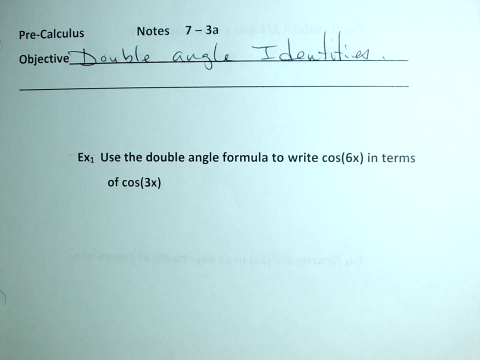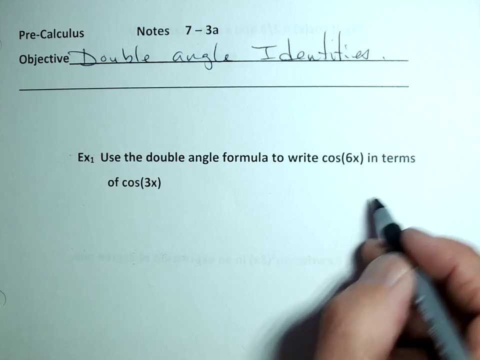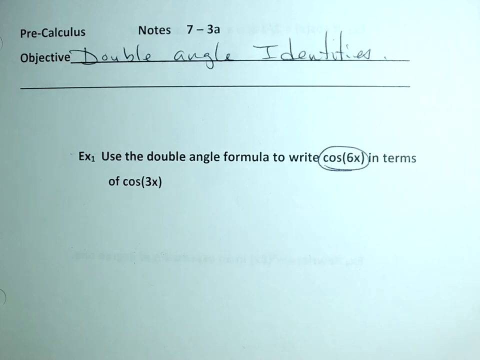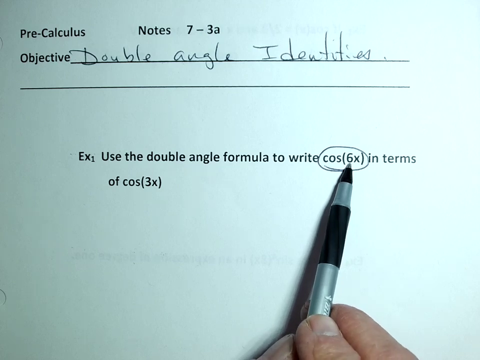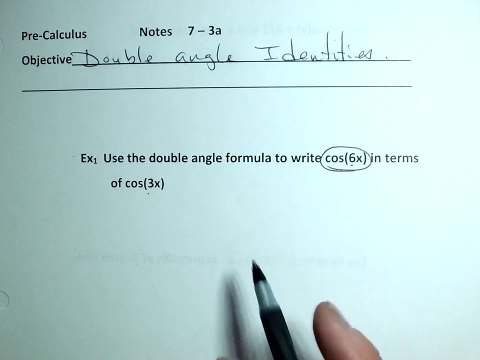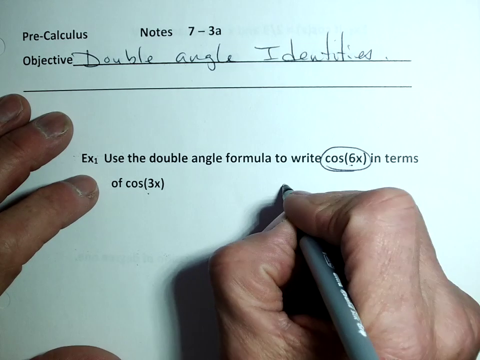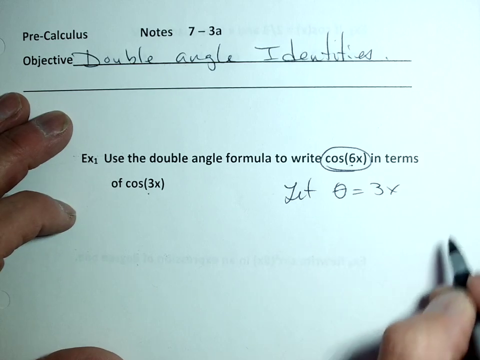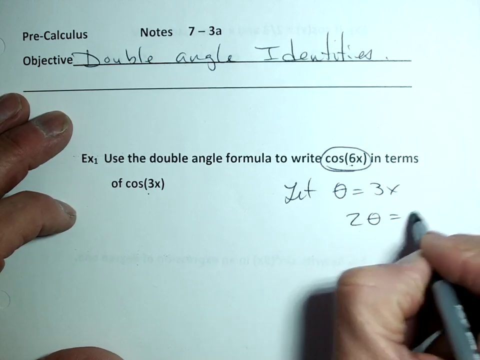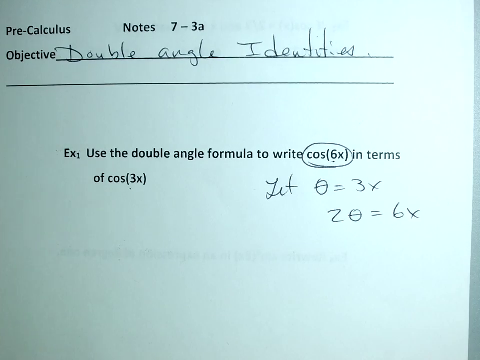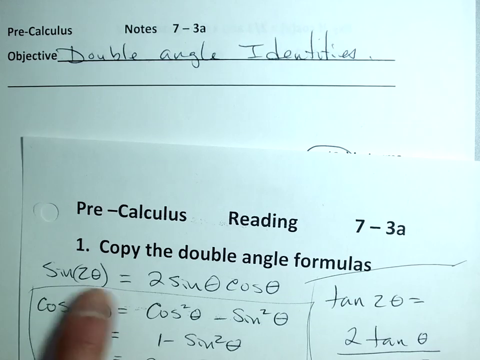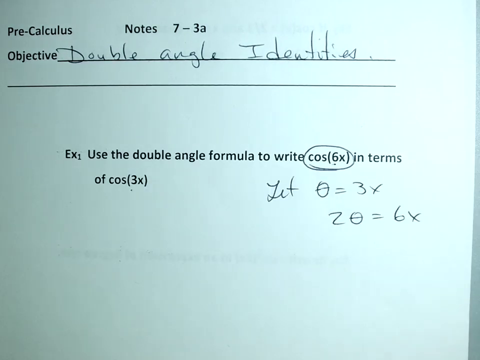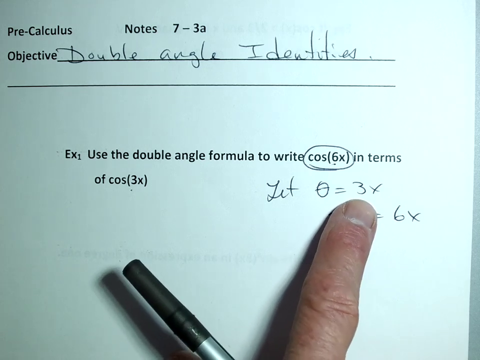Alright, example 1. We're going to use the double angle formula to rewrite cosine of 6x in terms of 3x. That doesn't seem too hard because 6x is twice 3x. Let's let theta equal 3x so that 2 theta is 6x. When I use my double angle formula, I need my 2 theta, so whenever I do my theta, it's 3x.